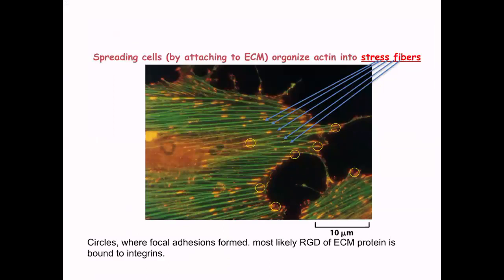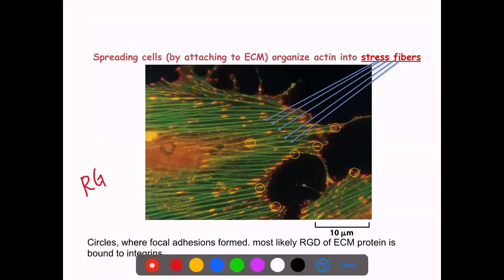So we learned about RGD: arginine, glycine, and then aspartate. That is very important in binding to the cell. I think that is the integrin binding motif. So when a cell binds to the substratum, that is the ECM, then it will organize some kind of actin fibers. One example here is the stress fiber.